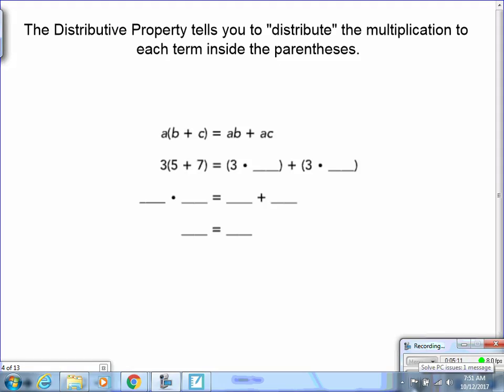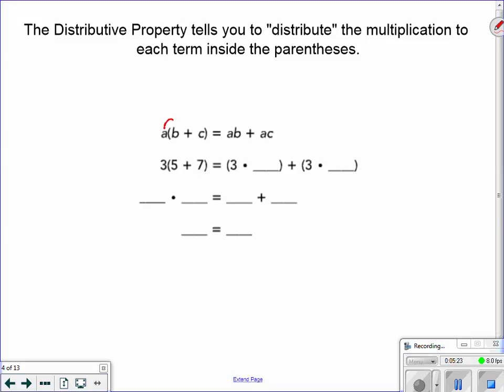All right, so here's how the distributive property works. It tells you to distribute the multiplication to each term inside the parentheses. So if I'm looking at the formula here with the A, B, and C, I'm distributing the A to the B to get AB, and I'm distributing the A to the C to get AC. So now we're going to throw some numbers in there and see how this works out. I'm taking the 3 and I'm going to distribute it to the 5. So that's going to give me 3 times 5. And then I'm going to take the 3 and distribute it to the 7.